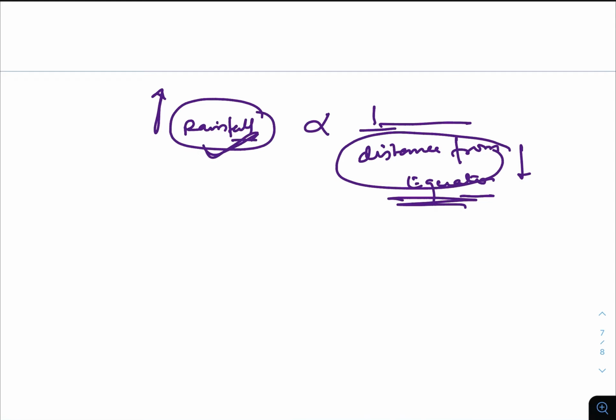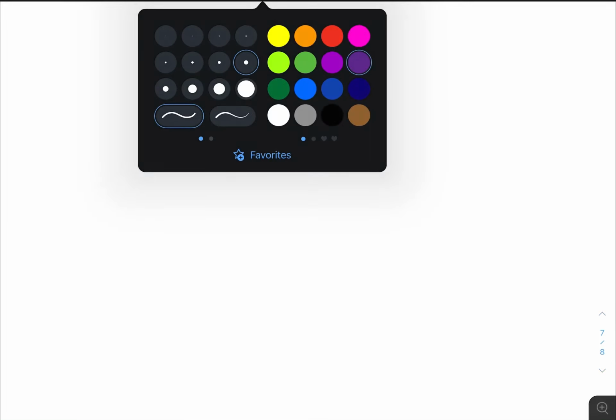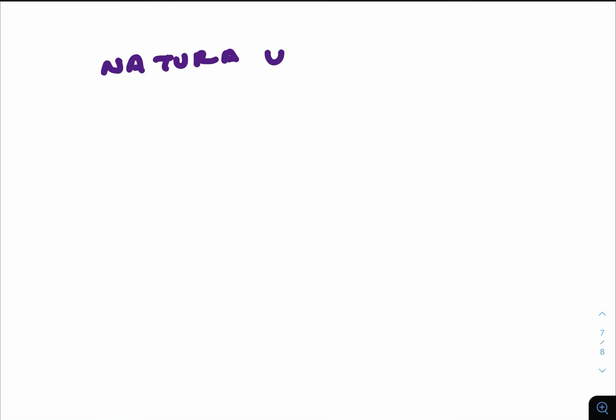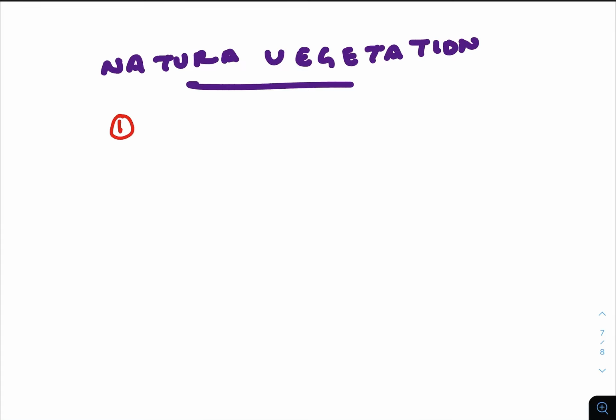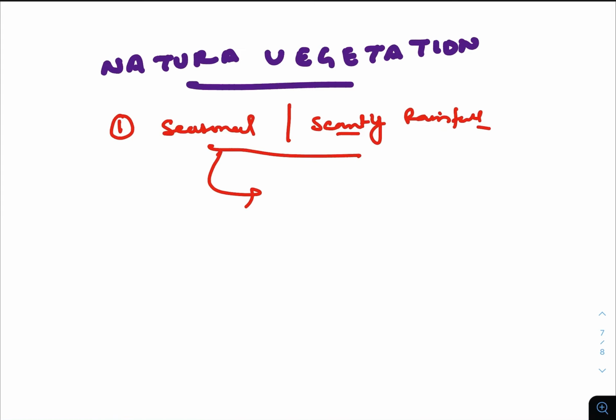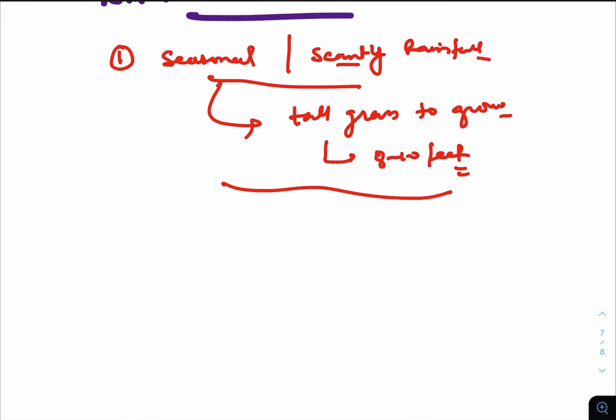Okay, now we are going to study the natural vegetation. First point: the seasonal rainfall and the scanty rainfall allow tall grass to grow up to a height of 8 to 10 feet. Okay. And these trees are scattered.